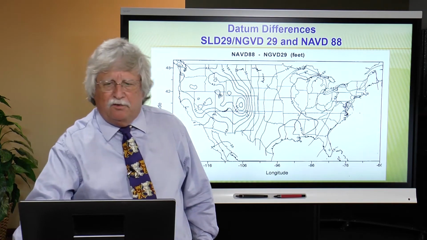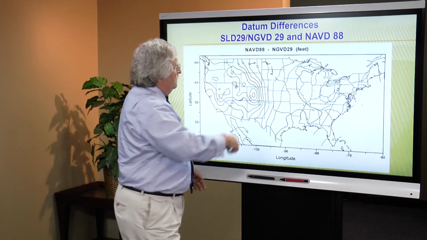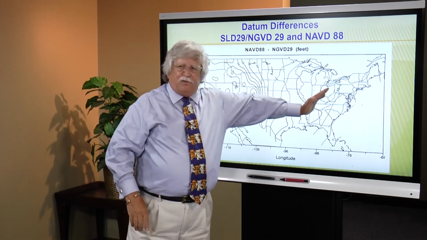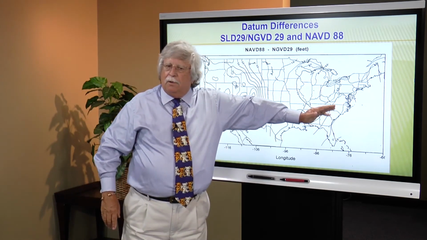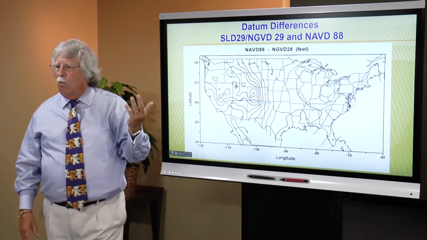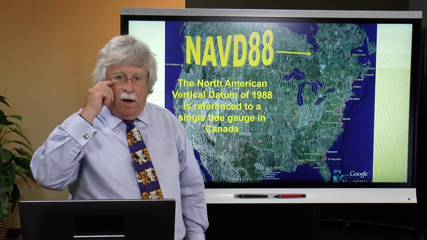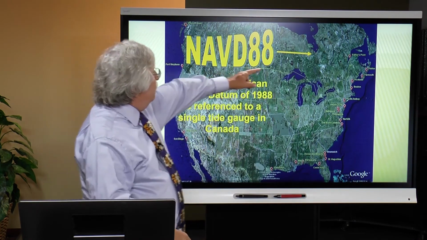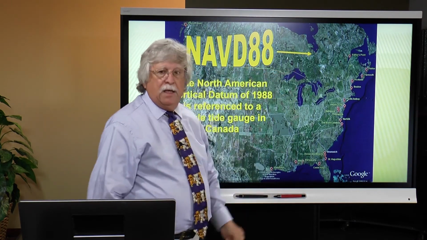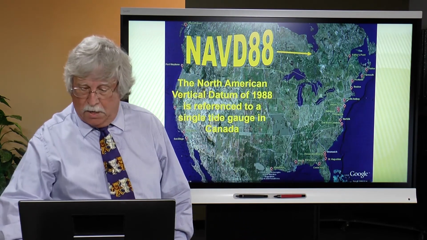So here you see the height differences between NGVD 29 and NAVD 88. Notice the zero line running through here. Height differences smaller in the east coast, greater in the west. So the selection of one point, in this particular case, Father's Point, up here at the mouth of the St. Lawrence Seaway, that was selected for a couple of very specific reasons.